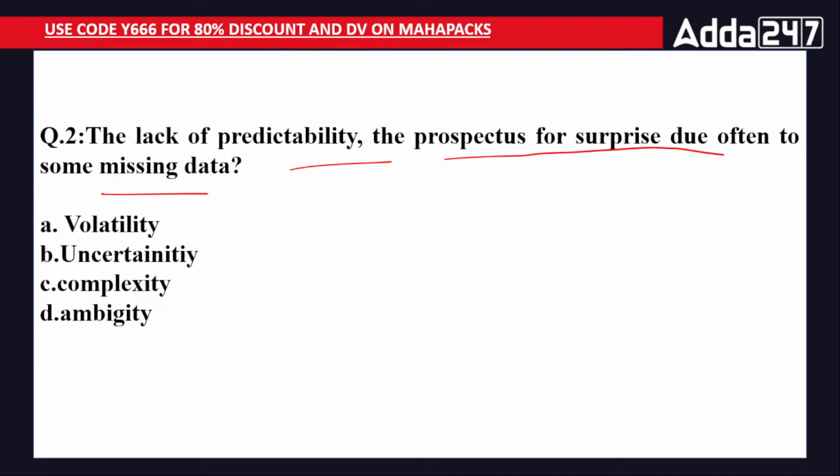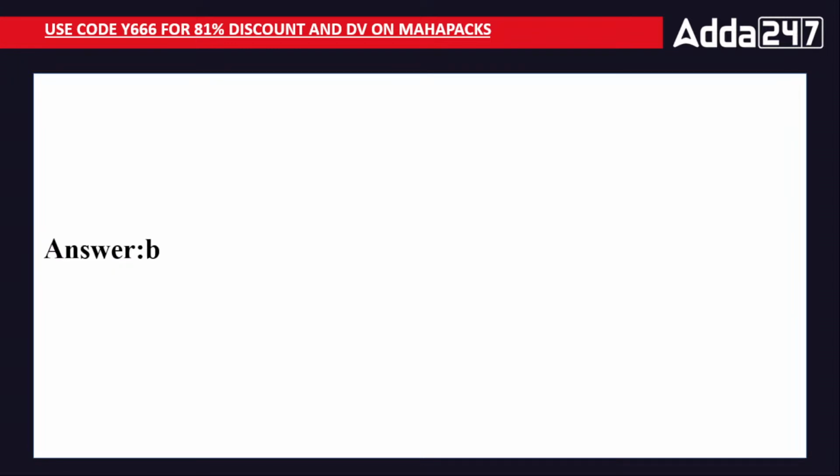The next question: the lack of predictability, the prospect for surprise due to often some missing data. This question is from the VUCA scenario. So the answer is volatility, uncertainty, complexity or ambiguity. What is the right answer exactly? See, when we are talking about the lack of predictability and surprise, that means we are talking about uncertainty, where cause and effect is not known. So B is the right answer.